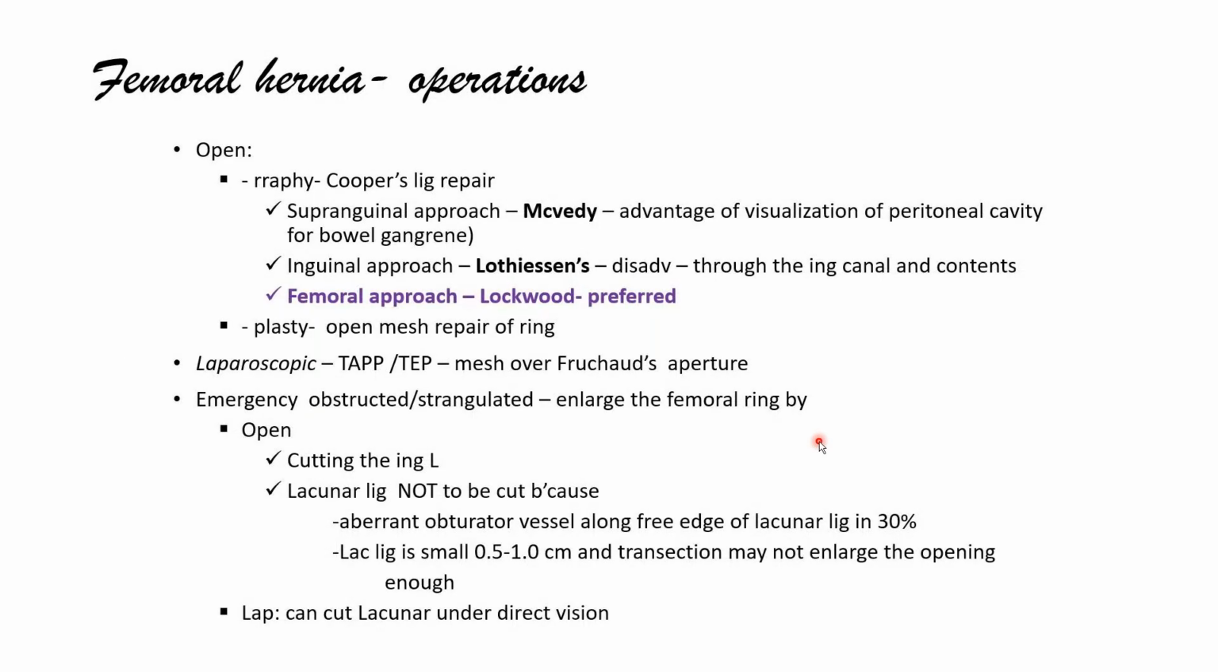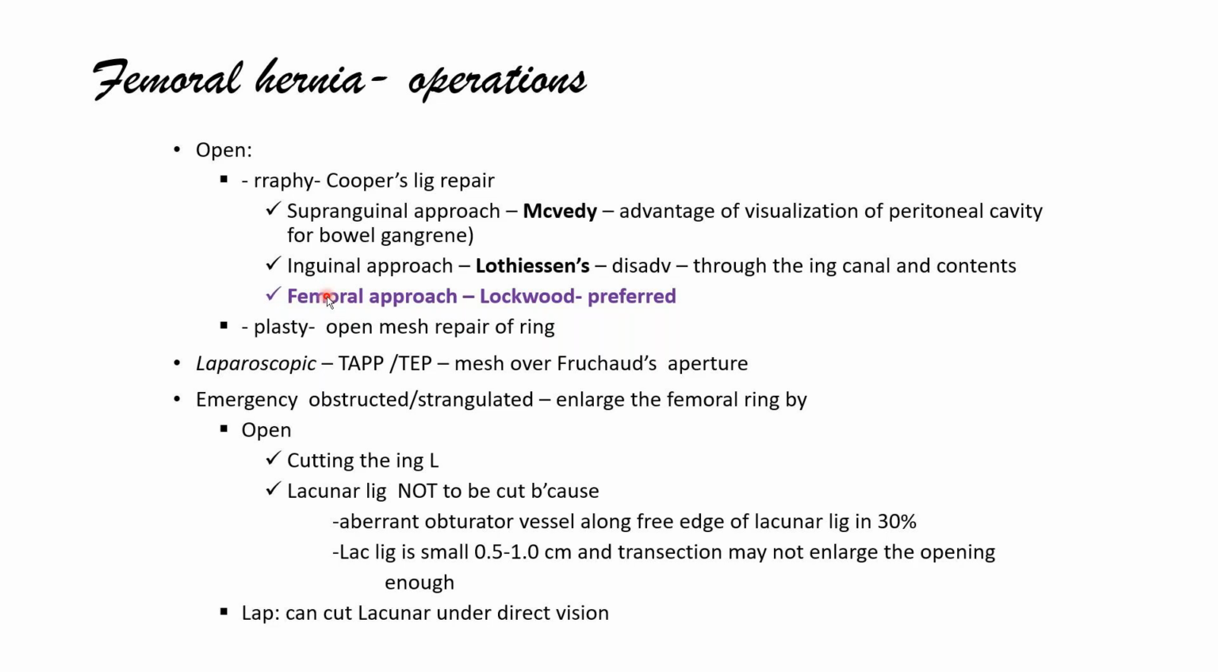How do you treat a femoral hernia? Either open method or laparoscopic method. If you're doing an open method, you should do a Cooper's ligament repair, the McVay repair. But the preferred is always the femoral approach. It can be done easily with local anesthesia. Just give an incision over the sac, go in, reposit the sac back inside and close the opening, the femoral ring, and that is the Lockwood. That's the preferred method. Or you can go through the inguinal area, what is known as Tyson's method, or you can do suprainguinal, the McEvedy.